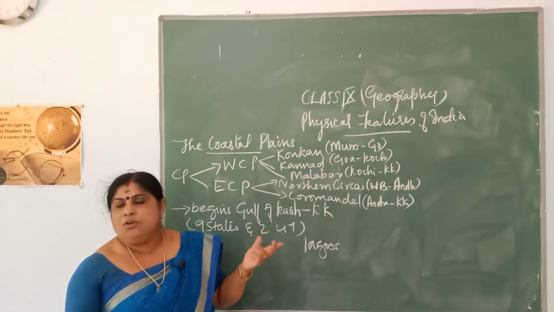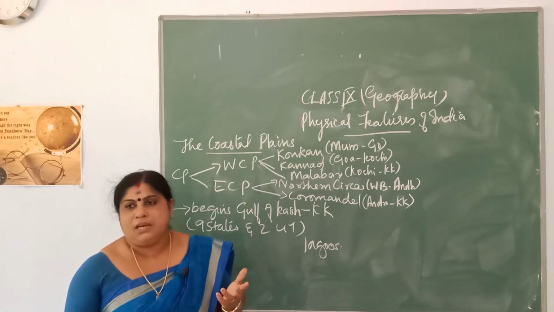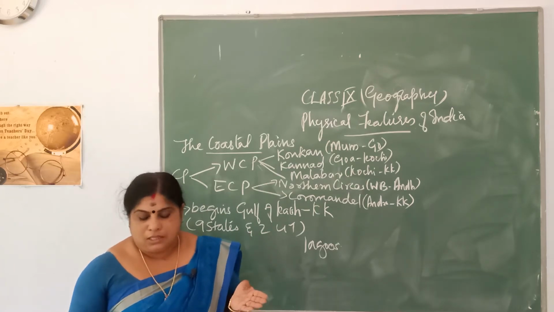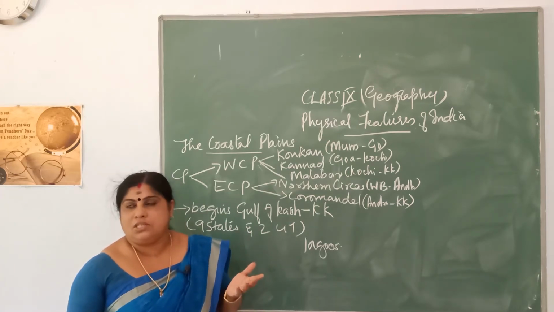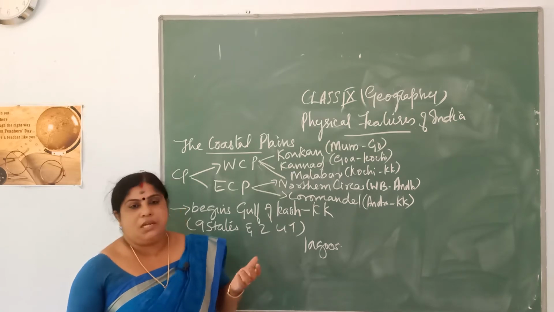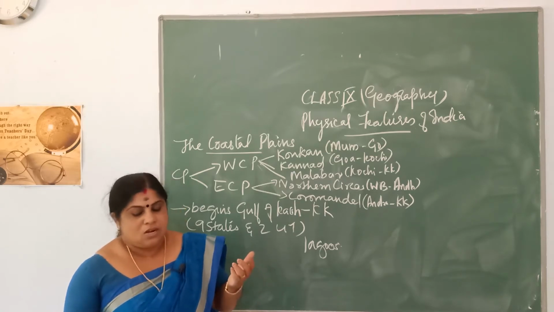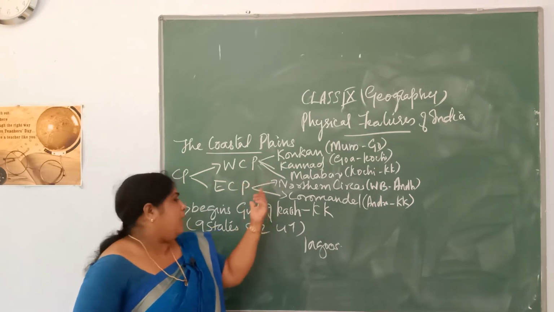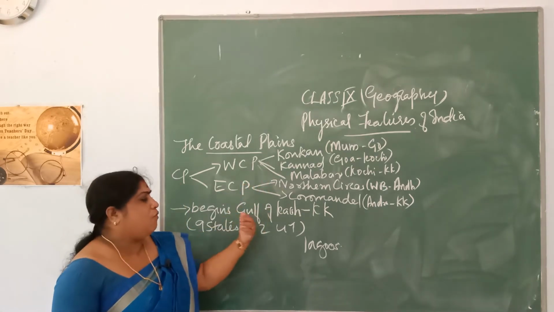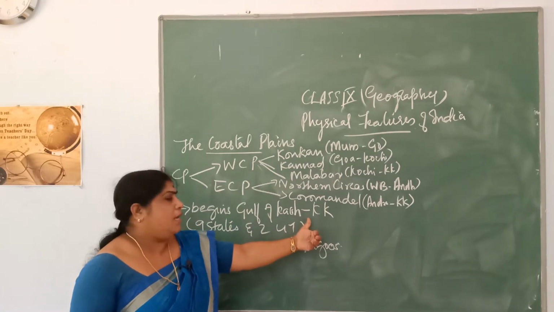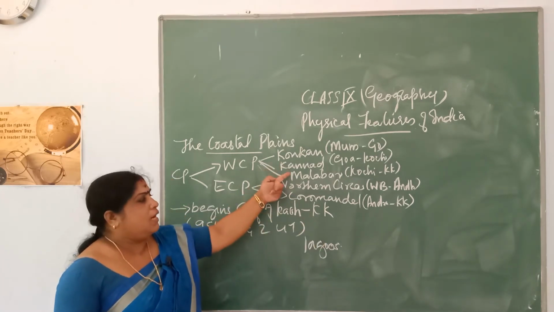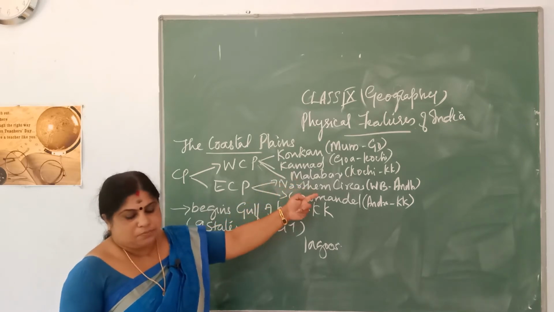And do you know what are the crops grown here? The crops mainly grown here are cashew nut, groundnuts, rice is widely grown, and sugarcane is also cultivated here. So, this is about the western coastal plain. Western coastal plain begins from the Gulf of Kutch and ends in Kanyakumari, the southernmost tip. It is divided into 3: Konkan, Kannad and the Malabar coast.